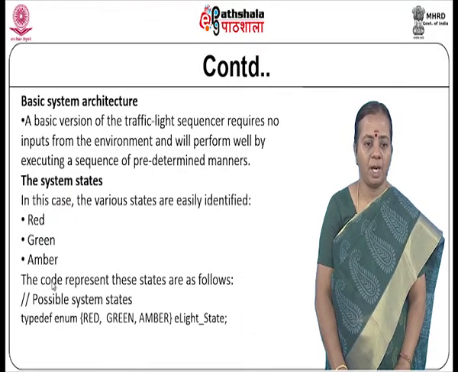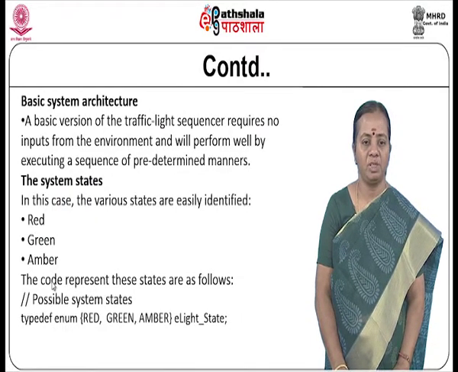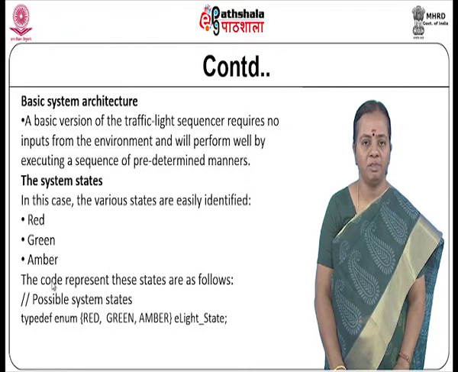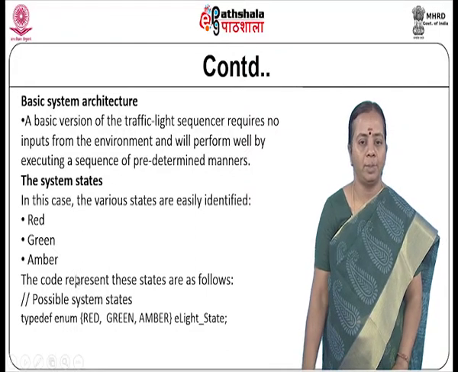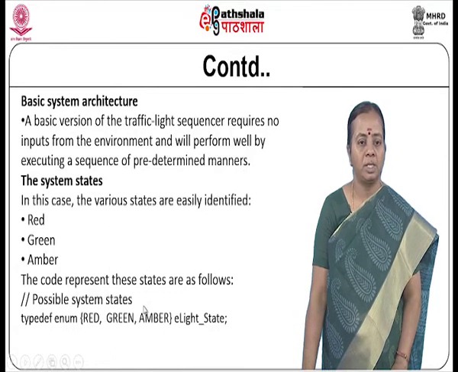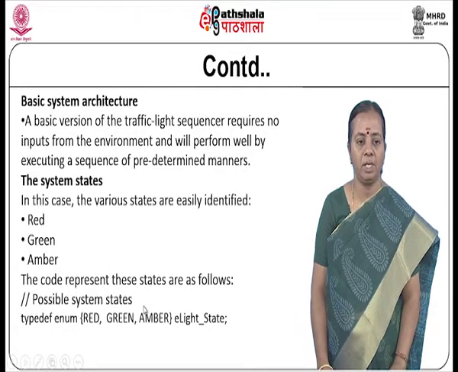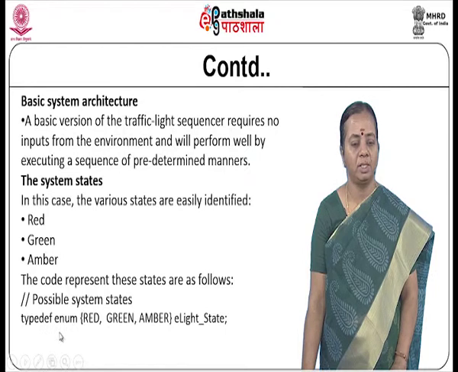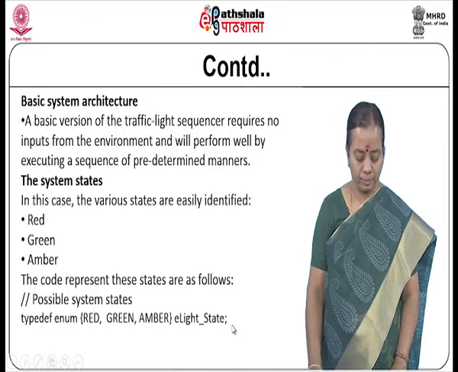Now the basic system architecture: the basic version of the traffic light sequencer requires no inputs from the environment, and it will perform by executing the sequence in a predetermined manner. Predetermined in the sense that we fix the sequence, and based on that it will work. The system states are red state, green state and amber state. While writing the code, we have to declare that the states existing are red, green and amber. These are the light states.